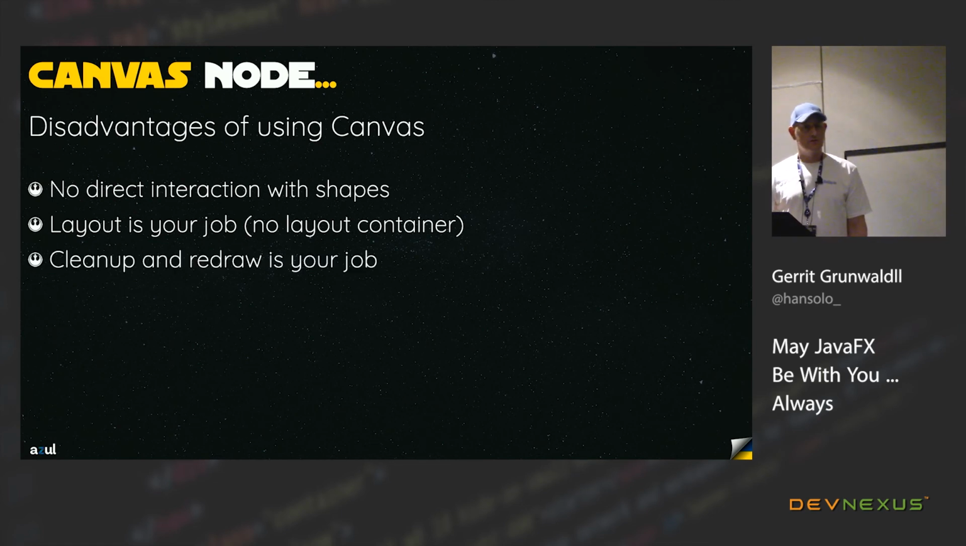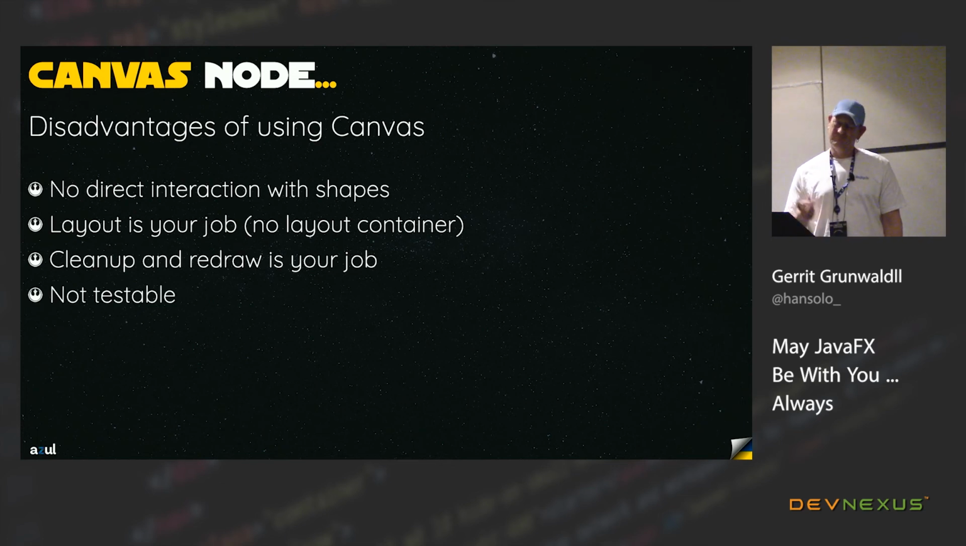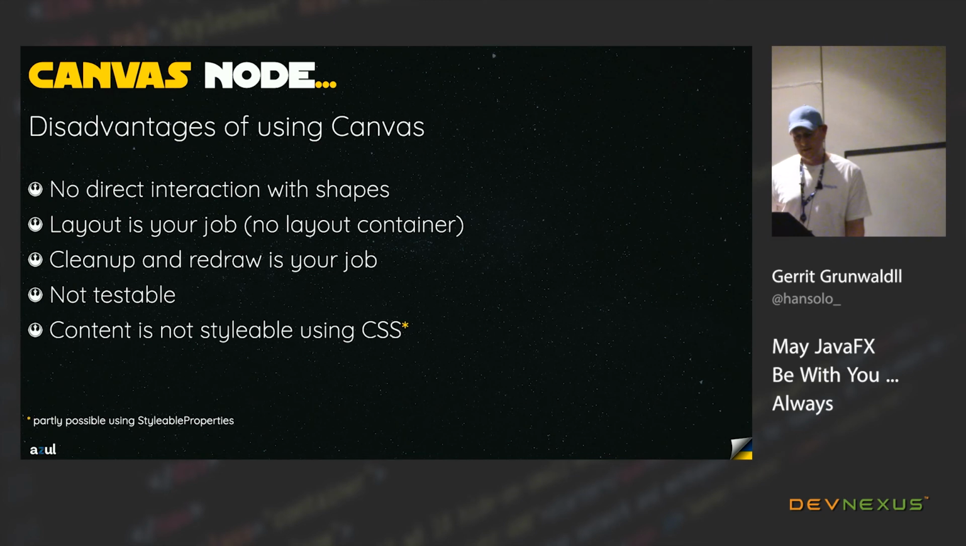Cleanup is also your job, so you just have to clear the canvas before you do something, or you can also clear just areas, like dirty areas. Very much like in Swing, the stuff that we had there. It's not testable, of course not, because we can't just do clicking somewhere. It's not implemented like that, because it's just one node. And the content is not really stylable, but it is. So you can style it using stylable properties.